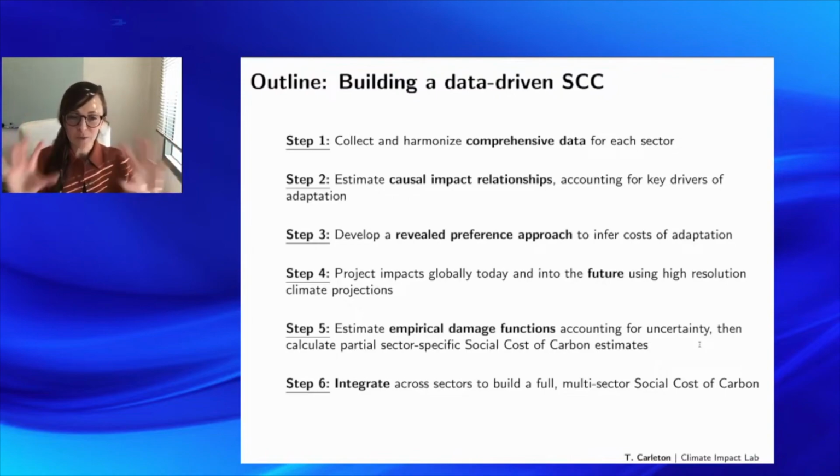And then finally, we want to build those econometrics into climate change projections of the future, translate those into damage functions that allow us to compute an SCC. And then I'll talk briefly at the end about the many interesting welfare questions about how you take empirical damages and turn them into an SCC, thinking about inequality and uncertainty and discounting in a variety of different dimensions.